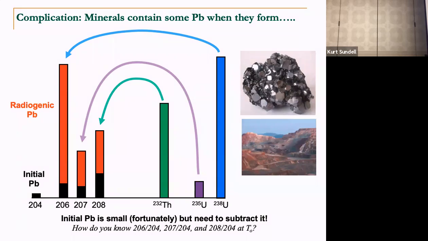So somebody really smart, two people really smart, did this in the 1970s. It's called the Stacey and Kramers curve, 1975, the classic paper. And so this is what we end up doing on all of our analyses. So we measure our 204, we measure our 206, 207, 208, and then we use these known ratios back through time to subtract out the appropriate amount of 206, 207, and 208.